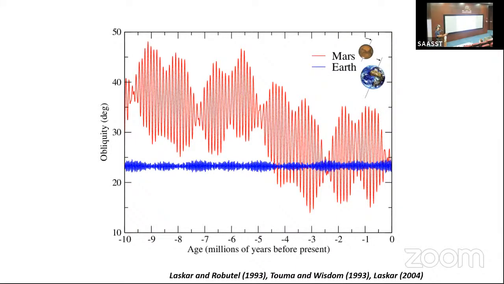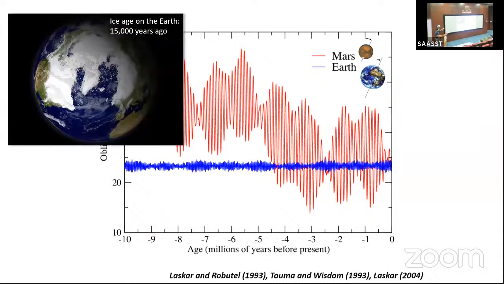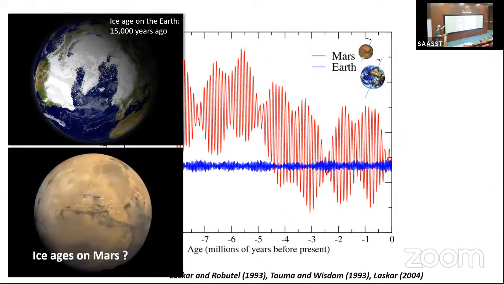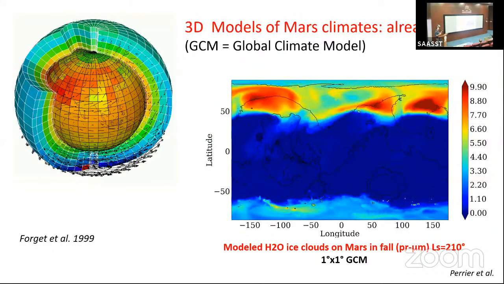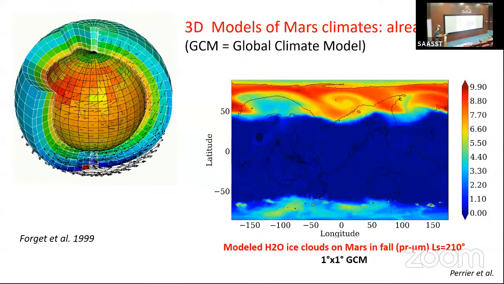It's not much. Nevertheless, this small variation has been suspected to be the origin of the ice ages on the Earth. 15,000 years ago, you know that a large part of the northern hemisphere was covered with ice sheets, like we now have in Greenland, but it was also true in Russia, in Scandinavia, in Canada. So very different climate. So of course, with such variation of the obliquity, we could suspect that there were ice ages on Mars.